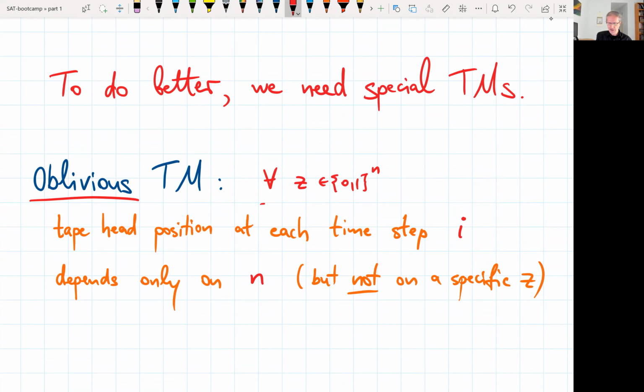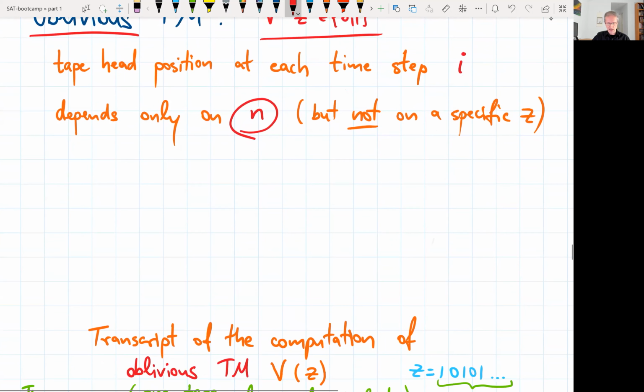What happens is for every input z of size n, the position of the tape head of the Turing machine is independent of a particular input z. It's only a function of the input length n, which means that if you look at the trajectory that the tape head of your Turing machine goes through during the computation on a given input of size n, it will be the exact same trajectory for any other input of the same input size n. Okay, so how does it help us?